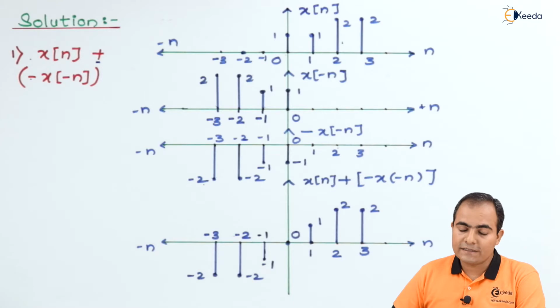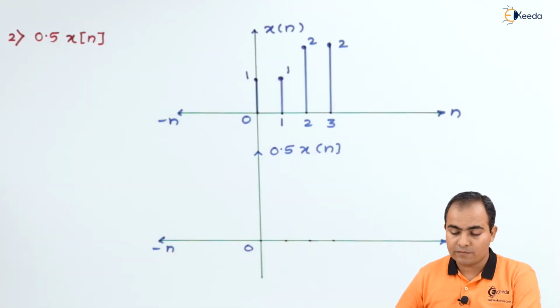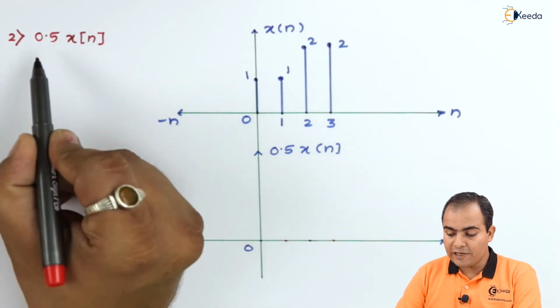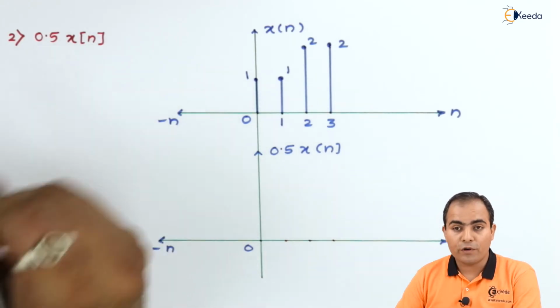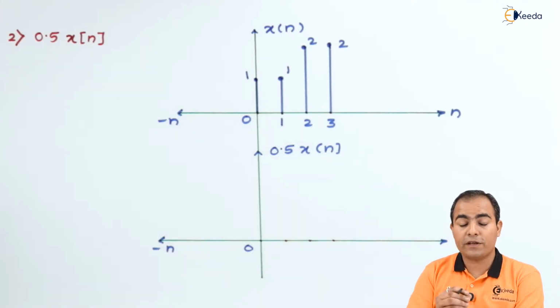Now we will solve the second part of this question. Here we have 0.5 x of n. The function is multiplied by 0.5, or you can say the amplitude of this function is multiplied by 0.5, which means we are going to perform amplitude scaling.